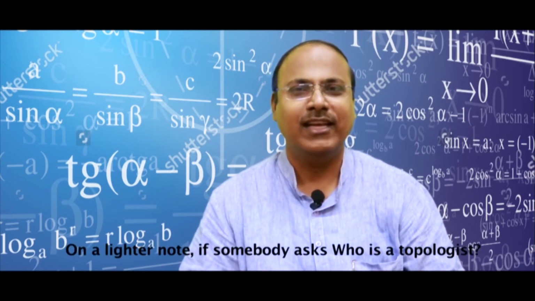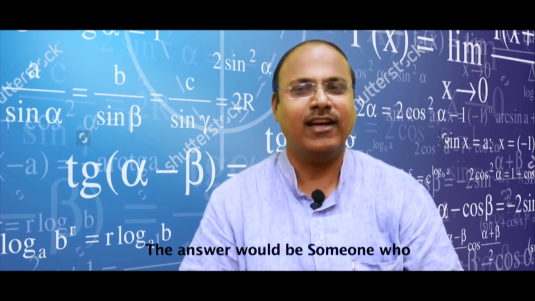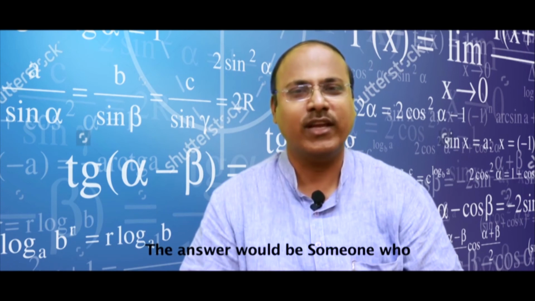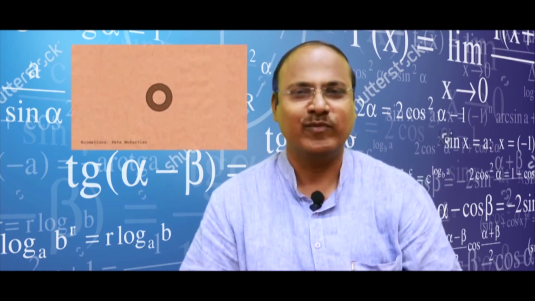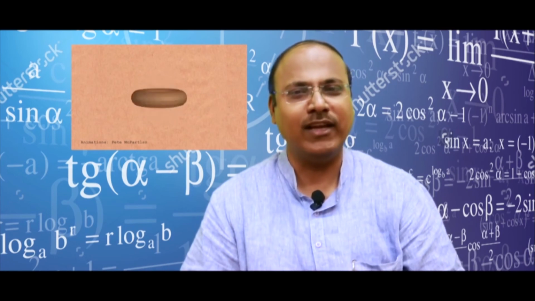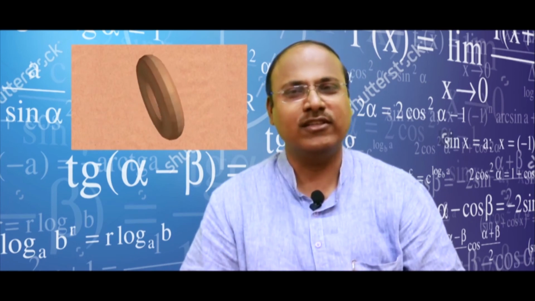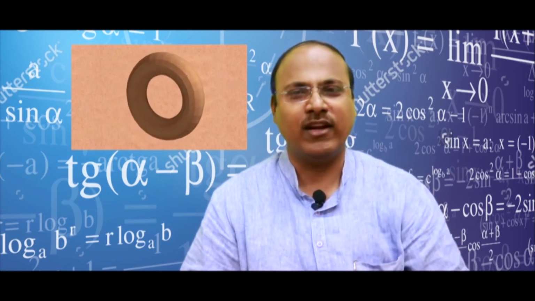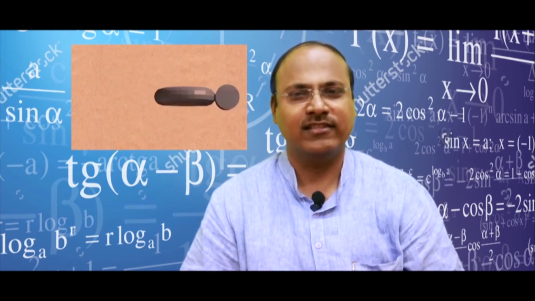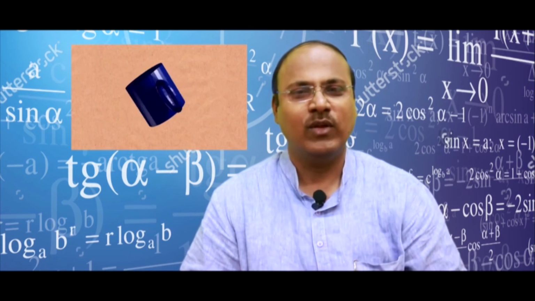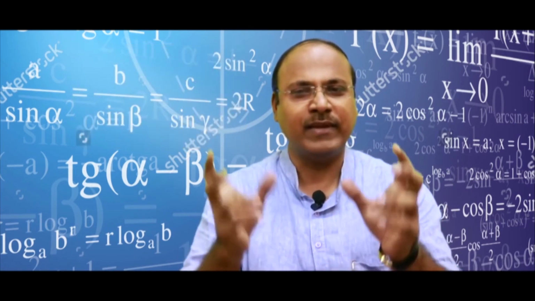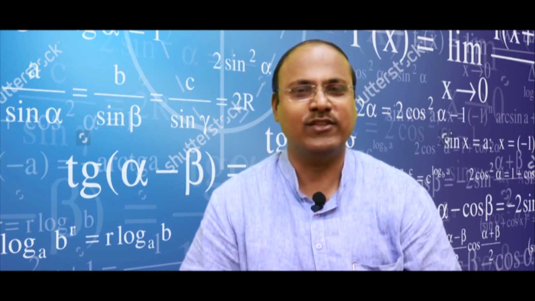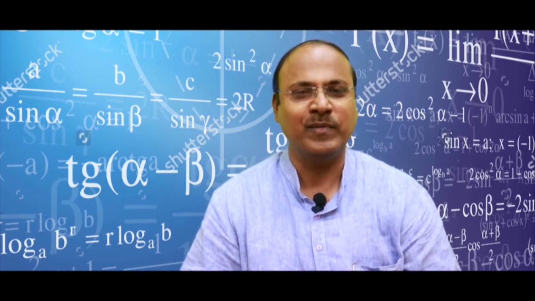On a lighter note, if somebody asks who can be said to be a topologist, the answer would be a person who cannot distinguish between a medu vada and a teacup. Yes, it sounds funny, but it is true. For a topologist, a shape like a medu vada, or we can call it a donut, is equivalent to the shape of what we see as a teacup, because the teacup can be easily bent into the shape of a medu vada.